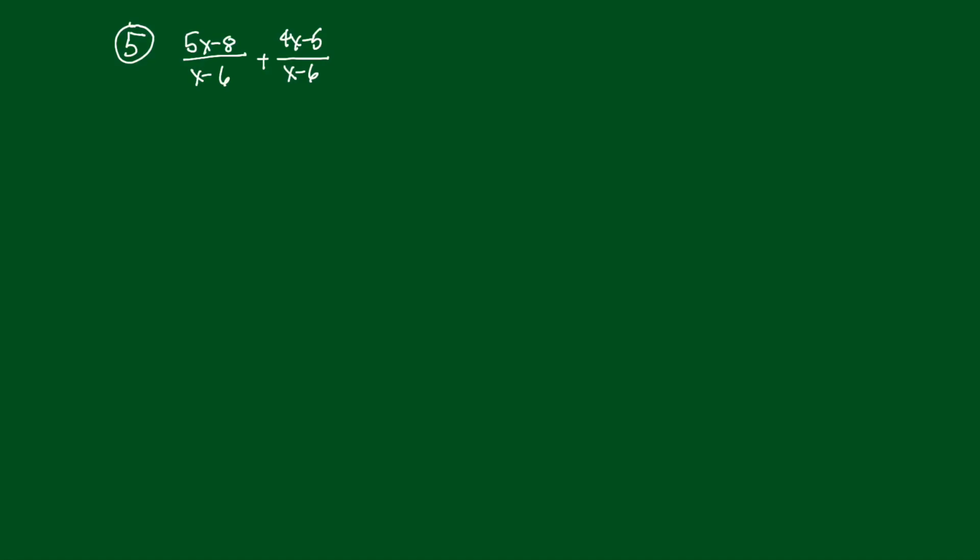Let's add these two rational expressions. Now notice they have the same denominator, so I can just write a big fraction bar and write that denominator. Now I'm going to add the top. So I'm going to take this top plus this top here.